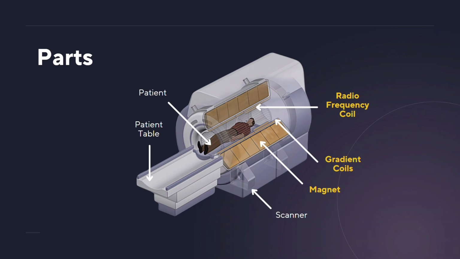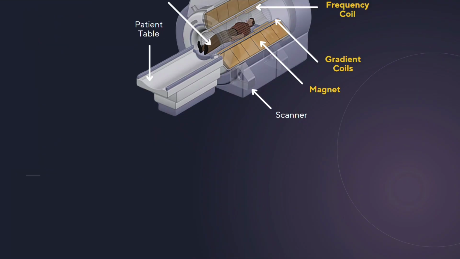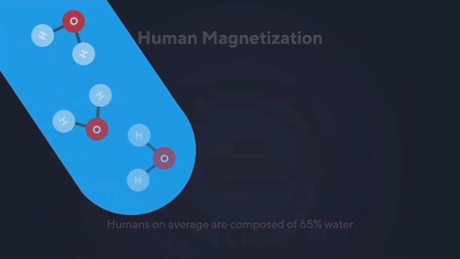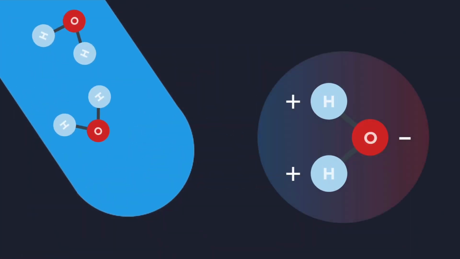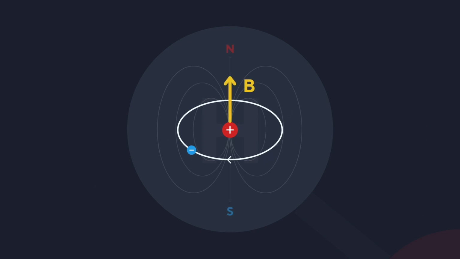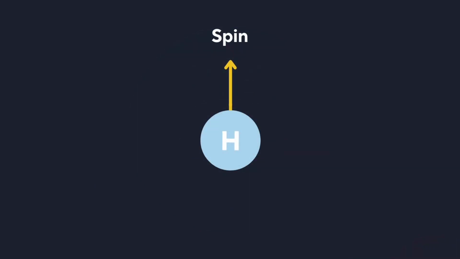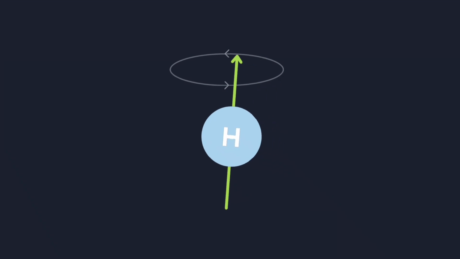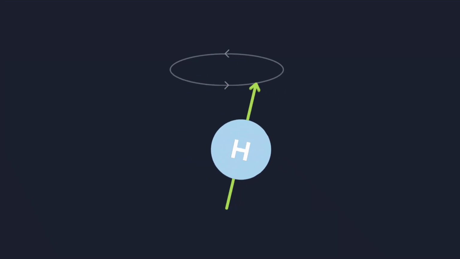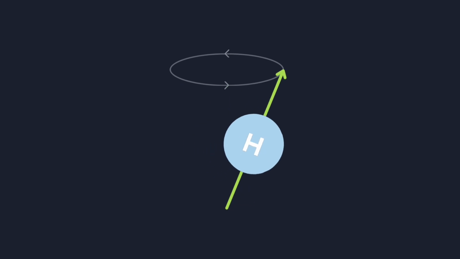So, how do MRI machines allow us to see inside of us without cutting ourselves open? It has to do with the water content in our body. Humans are composed primarily of water, a polar molecule containing hydrogen atoms. These hydrogen atoms contain a solitary proton, which acts like a miniature magnet. And these protons have a quantum property called spin that enables them to align with external magnetic fields while remaining in place within the body. And the rate at which these protons spin is called their precession frequency.